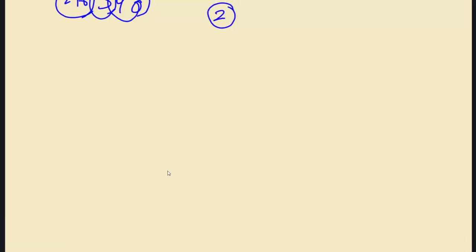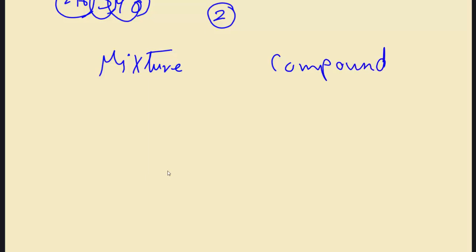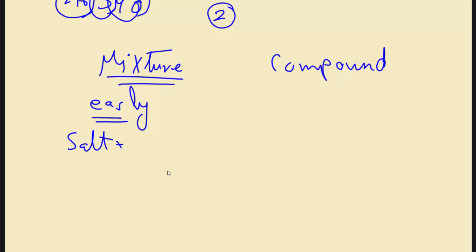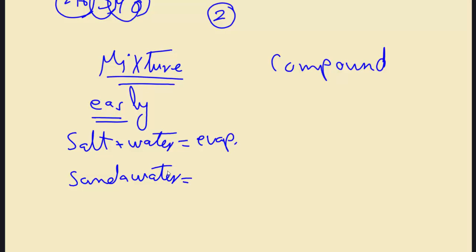We said the difference between mixture and compound. In mixtures, we can separate it easily, while in compound, we can't differentiate it easily. Like salt and water, we can separate it. Sand and water, we can separate it also by filtration. Here salt and water by evaporation, while sand and water by filtration.